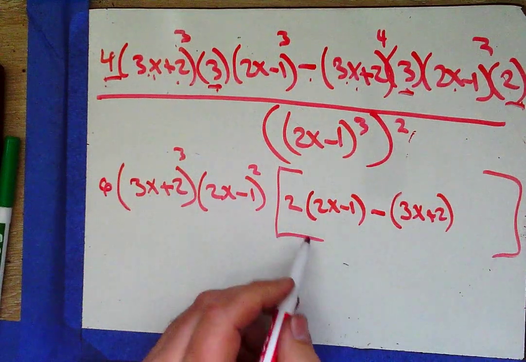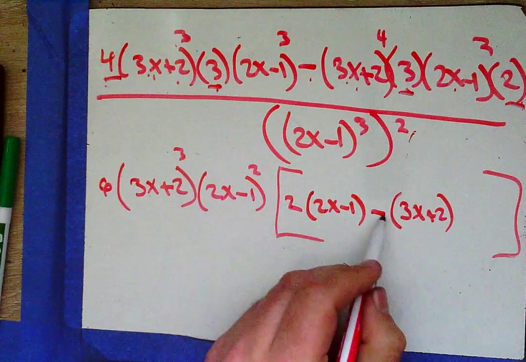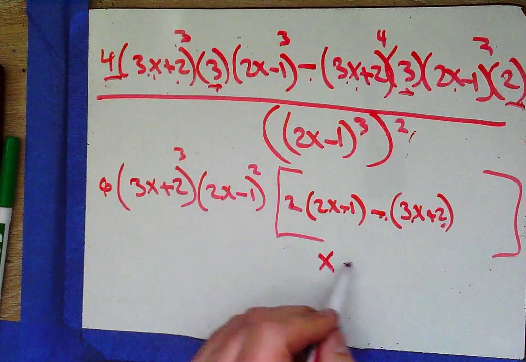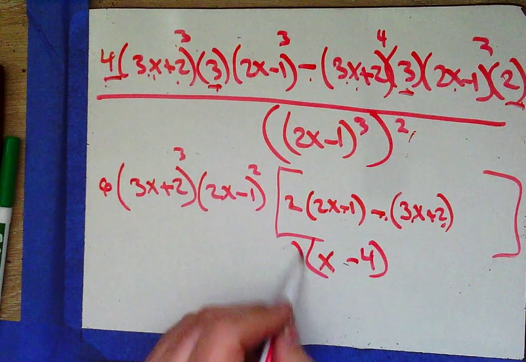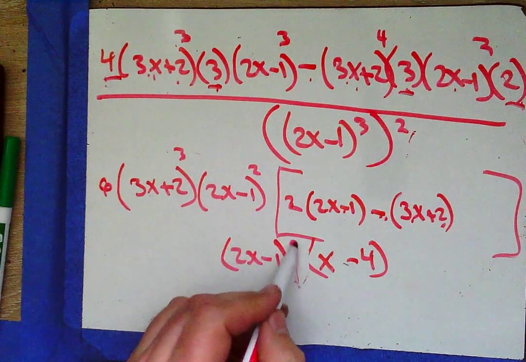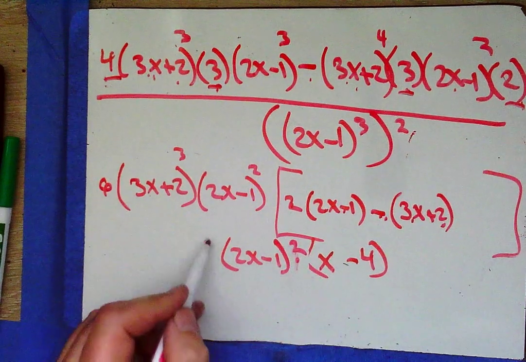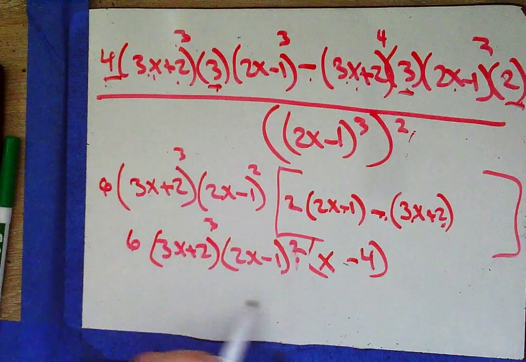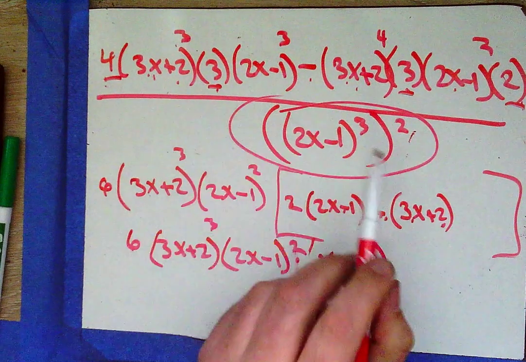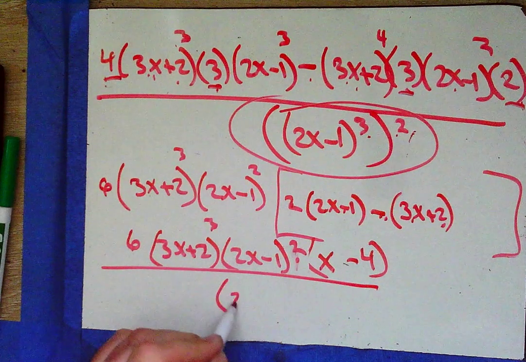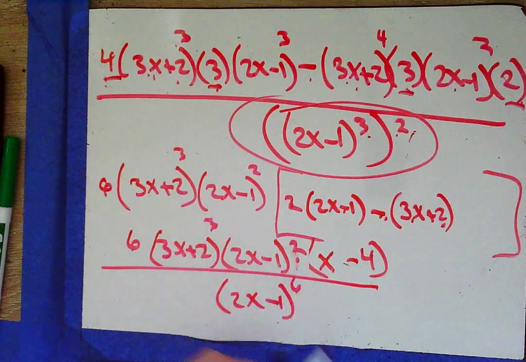So this is all that's left over. I'm going to have 4x minus 3x is x, minus 2 is minus 4. All right, so now the problem looks like this and that. And don't forget, we've got this denominator. When I raise a power to a power, what do I do? I multiply: 2x minus 1 to the sixth.